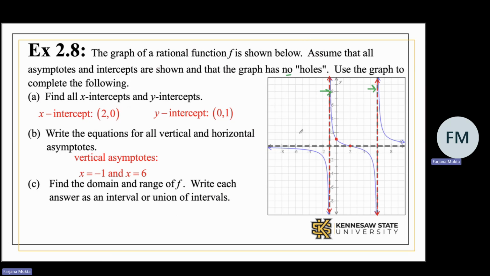Now for the horizontal asymptote, this is our horizontal asymptote, and the equation for this one is y equals 0. Right?